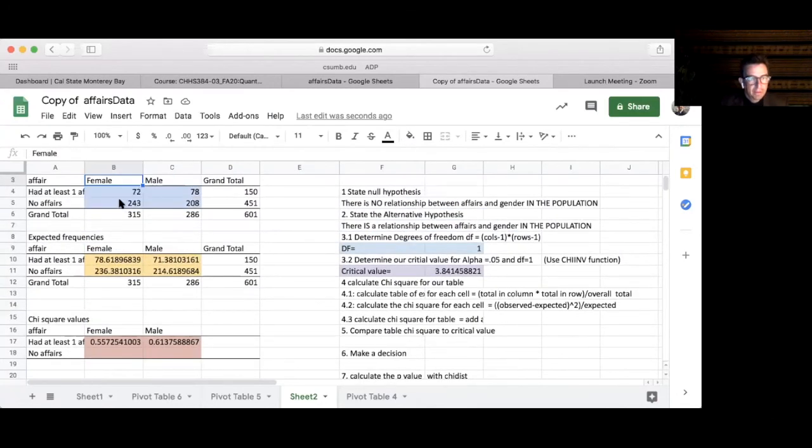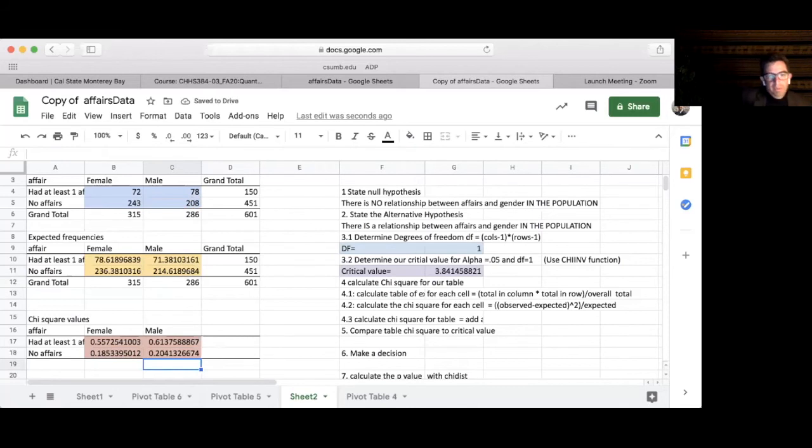Now we go with the third one, right? Female, no affairs, equal to the observed, 243, minus the expected, 236. We're going to square that, close this, and divide by the expected. And for the last one, male, no affairs, so this is the observed minus the expected. We square that, and we divide by the expected.